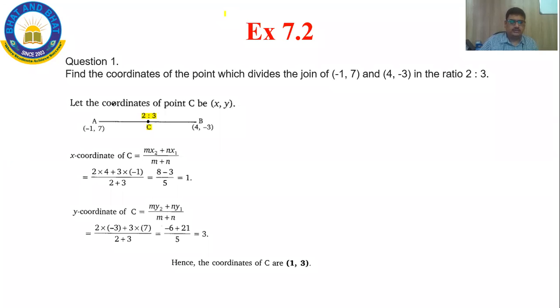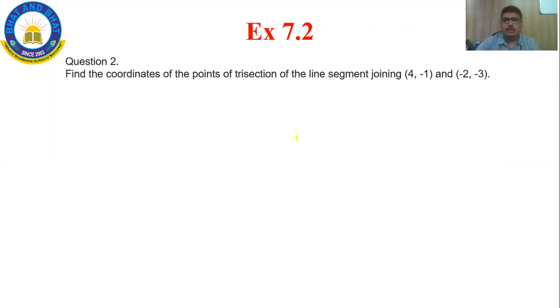Is it done? Have you all written? Shall I go to the next question? Yes. Question number 2. Find the coordinates of the points of trisection of the line segment joining (4, -1) and (-2, -3).